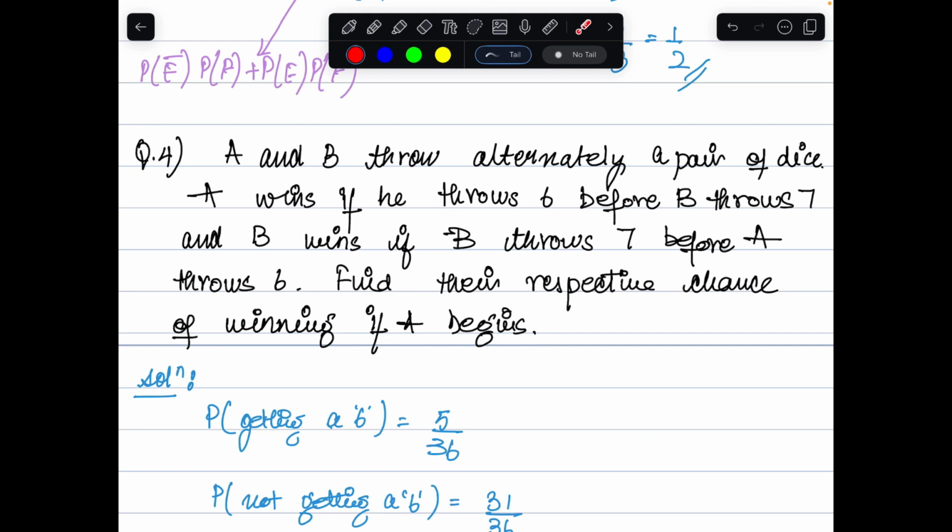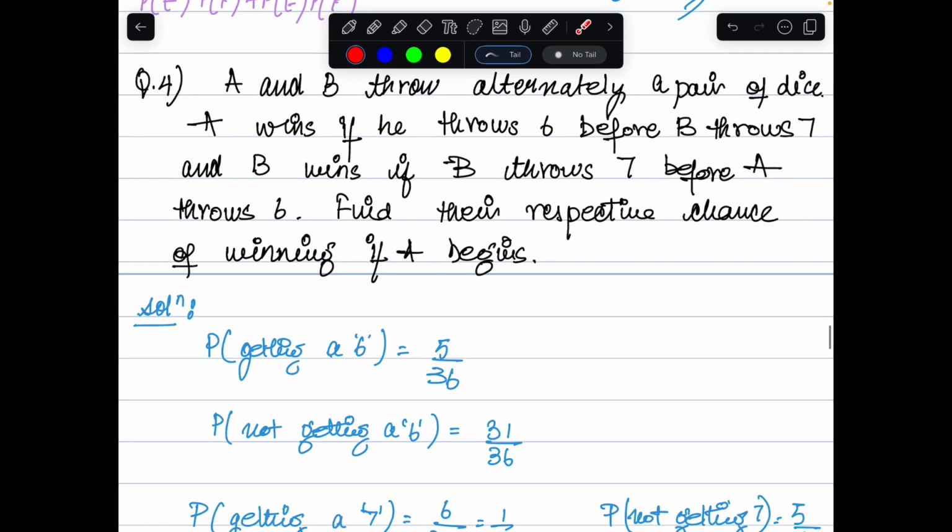For example, A is rolling 2 die, a pair of die. He got 1 and 5, then he won. But if he didn't get 2 numbers whose sum is 6, then B will throw. When B throws, if he gets 7, then he won. Or else A will get a chance to roll the die again. Okay, this is how the game proceeds.